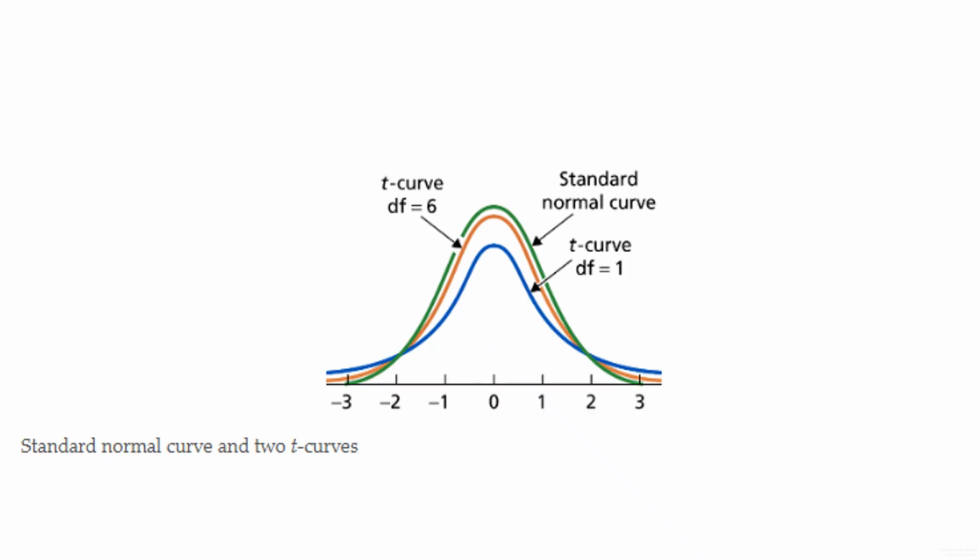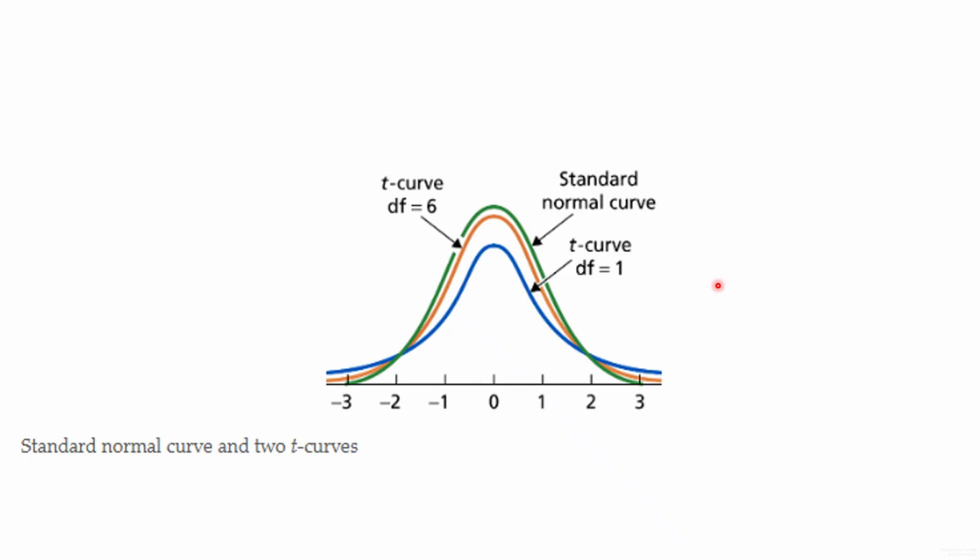So we've got different t curves, and they're all based on their df. You can see that we've got this t curve here, which is the blue line, and it only has degrees of freedom of 1, which means that the sample size was only 2. So it will be n minus 1, so 2 minus 1 is equal to 1. But as the sample size increases, you can see from this orange line here, with a df of 6, it's starting to look more and more like the standard normal curve.